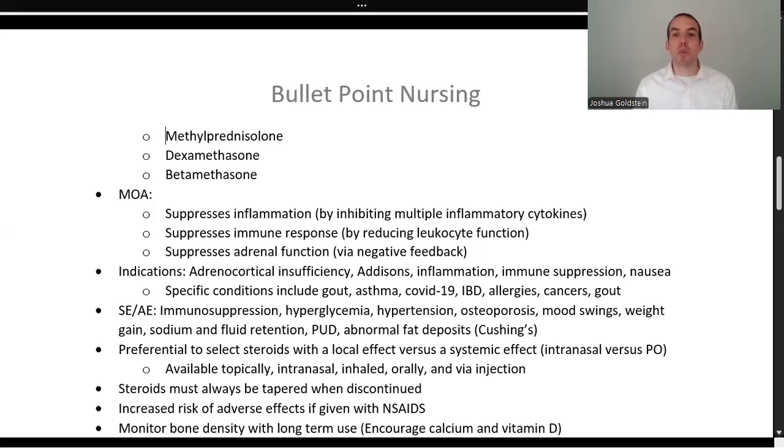This can cause osteoporosis, so this puts the patient at risk for bone density issues, and we'll talk in a few minutes about the education we need to do specifically about that. Other side effects are mood swings, weight gain, sodium and fluid retention, peptic ulcer disease, and abnormal fat deposits, and that's specifically for if it causes Cushing's, those abnormal fat deposits, things like moon face.